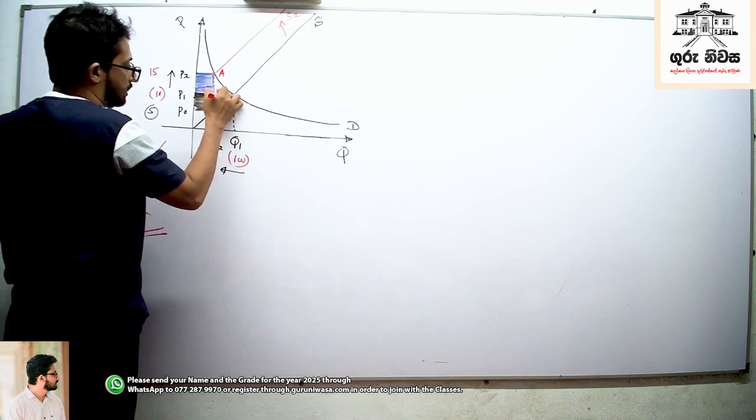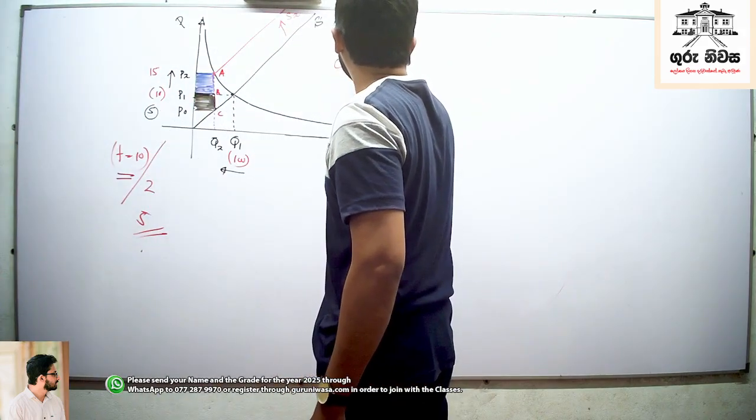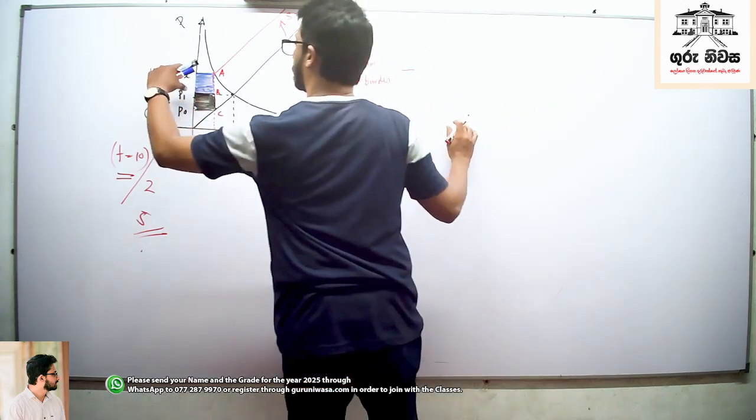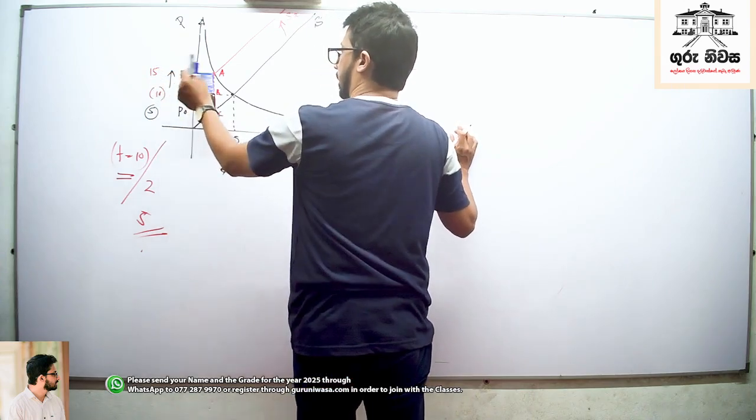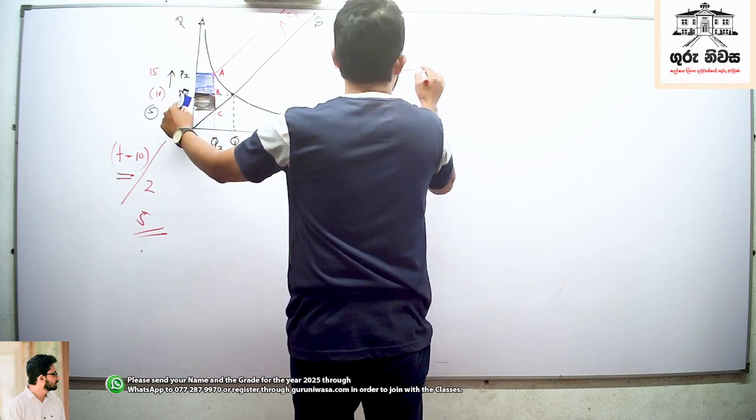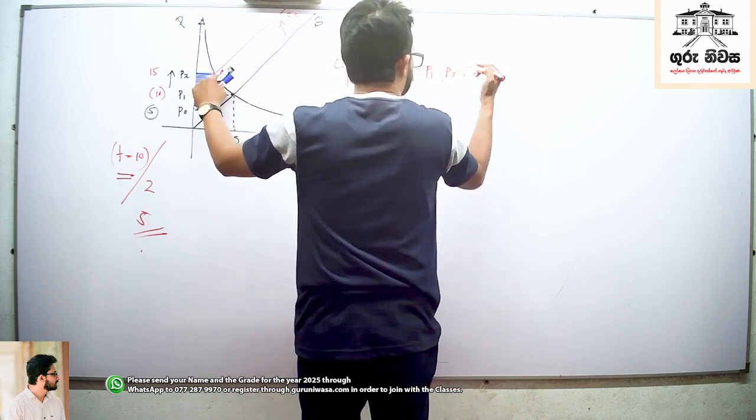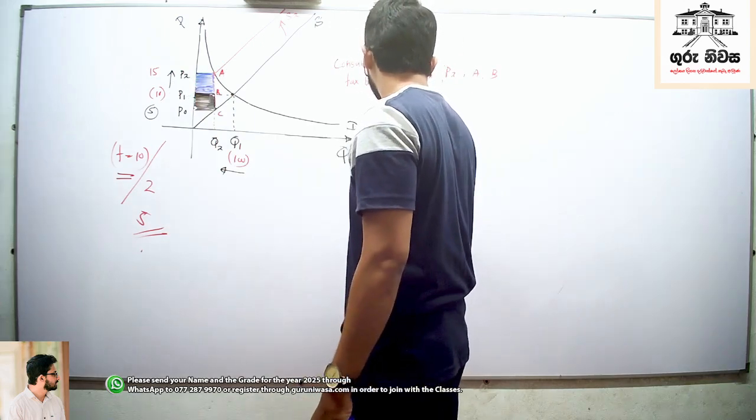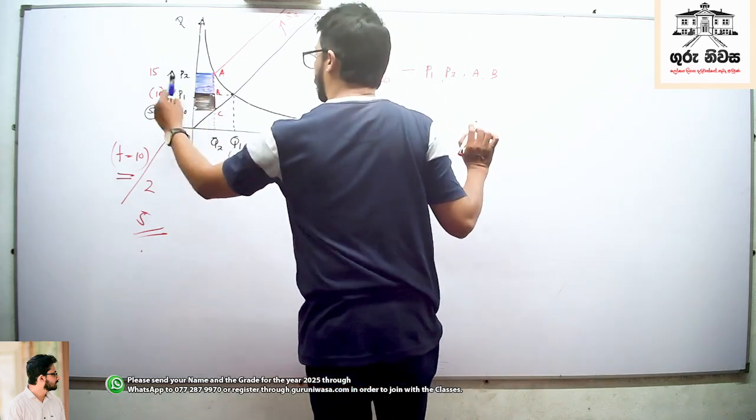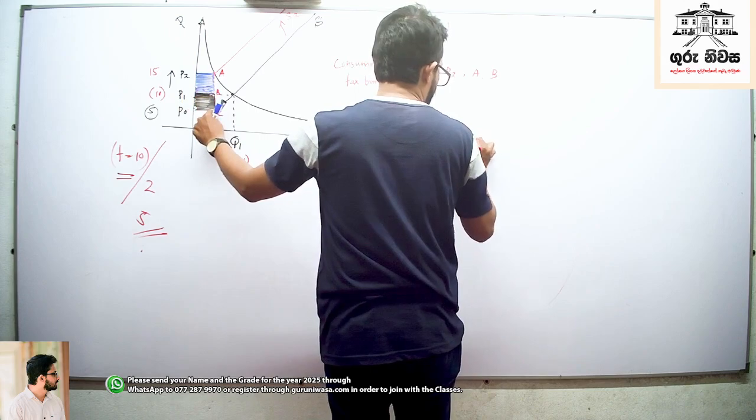A, B, C. Then consumer tax burden should be this triangle, which is shown by the shaded blue color. It means P1, P2, A and B. Producer tax burden should be this one, the black one: P0, P1, B and C.